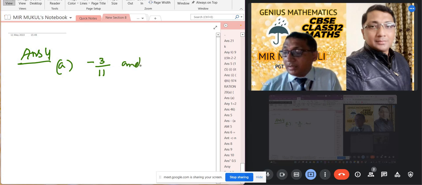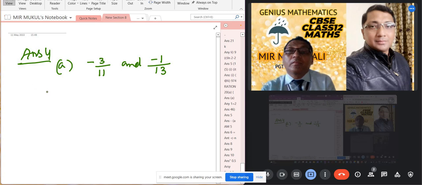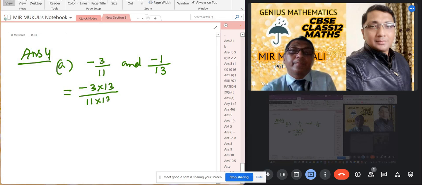So A I am showing between minus 3 by 11 and minus 1 by 13, right? We have to write how many rational numbers? 5 rational numbers. First you have to make the same denominator. How can we make it? If we multiply this by 13, numerator also and denominator also, and for the second number, minus 1 by 13, multiply here by 11.